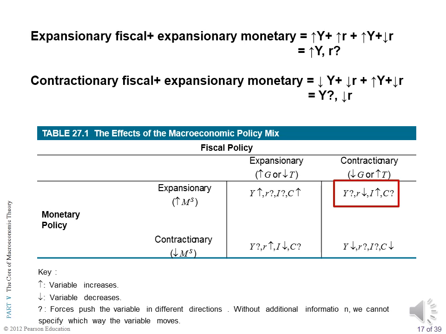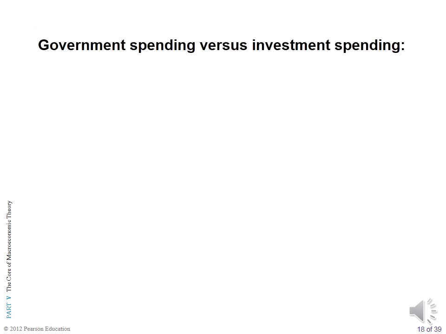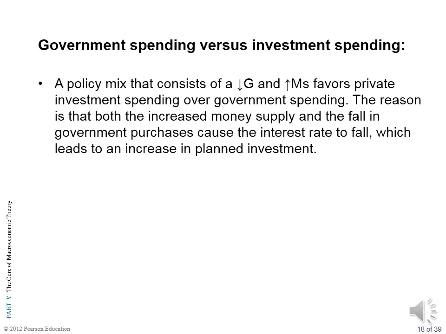طيب if بقى government wants to favor government spending over private investment، اللي هيحصل تعمل ايه؟ expansionary fiscal policy and contractionary monetary policy. ليه؟ علشان ده will increase interest rate and decrease private investment. يبقى government spending versus investment spending. ده البوينت اللي كنت بتكلم فيها دلوقتي.